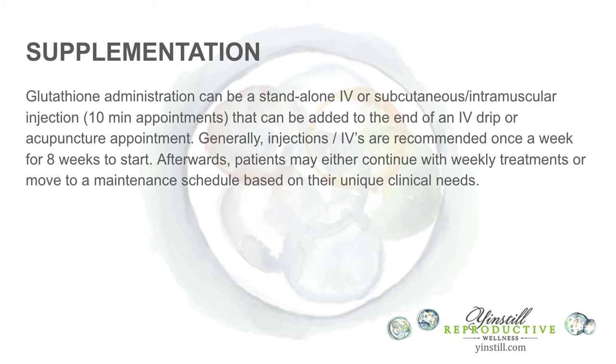Glutathione administration can be a standalone IV or a subcutaneous or intramuscular injection, which are about 10-minute appointments that can be added to the end of an IV drip or acupuncture appointment. Generally, injections or IVs are recommended once a week for 8 weeks to start. Afterwards, patients may either continue with weekly treatments or move to a maintenance schedule based on their unique clinical needs and perceived degree of oxidative stress.